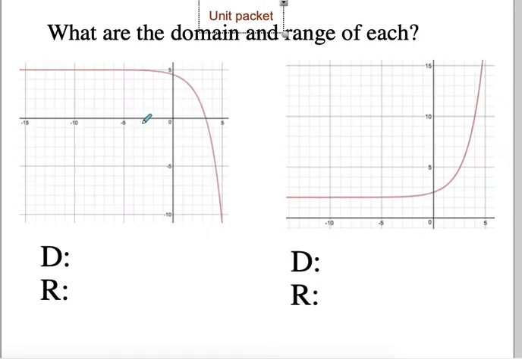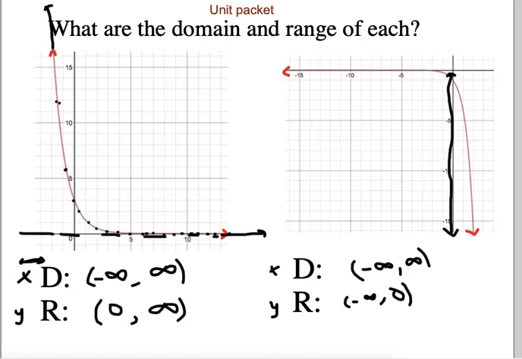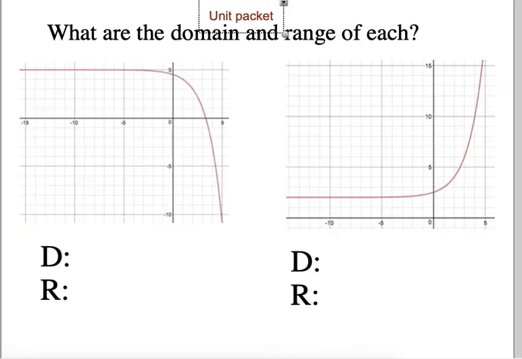Same page, bottom two. So, domain and range for these guys. That's like the same graph. Oh no, it's shifted up a little bit. All right, so domain, again, is your x. How far left does my graph go?